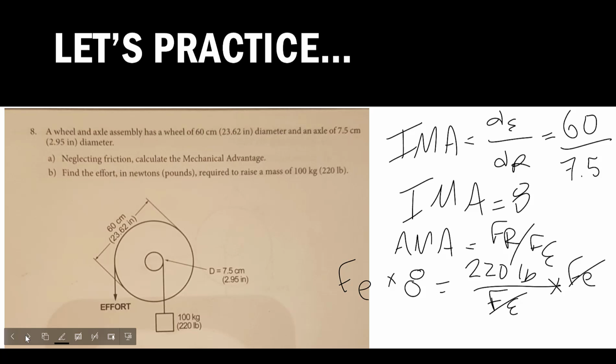Well, now that looks much nicer, right? Because to get FE by itself, you just have to divide both sides by 8. So FE equals 220 divided by 8. I'll put my pounds in here in a second. So I go to my calculator, 220 divided by 8 equals 27.5.